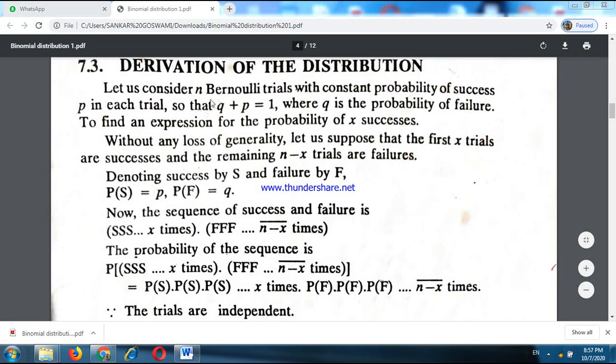Bernoulli trials, in n Bernoulli trials. So here I shall derive that PMF. I shall derive the PMF of a variate that represents the probability of X successes in n Bernoulli trials. Now, how to derive this?